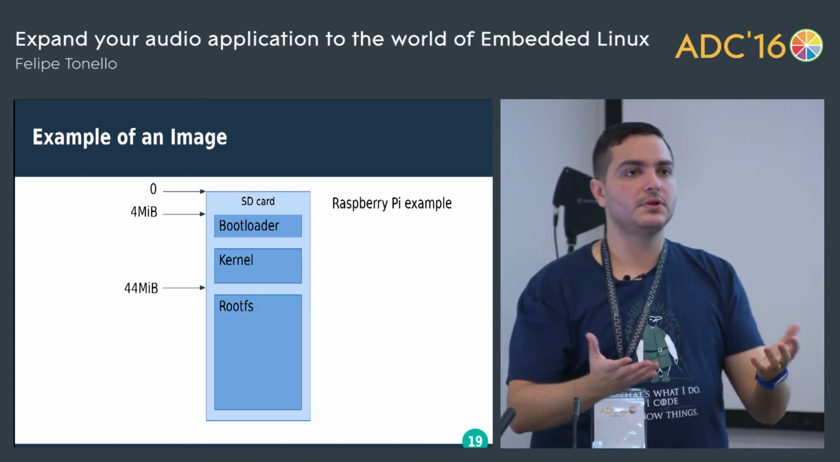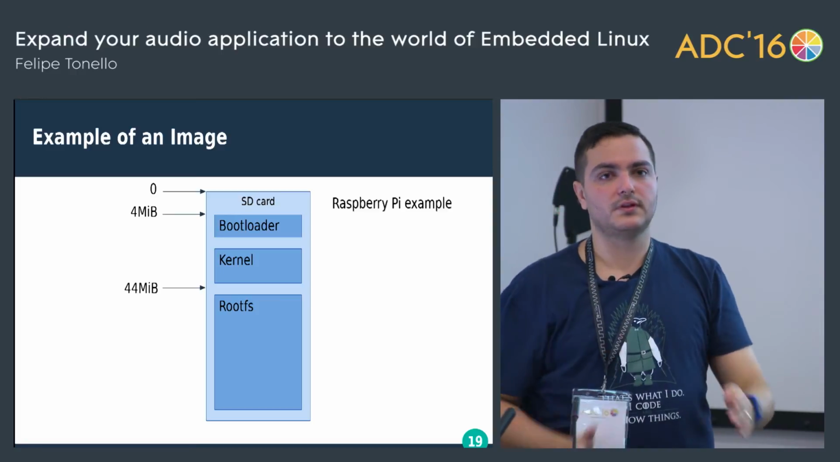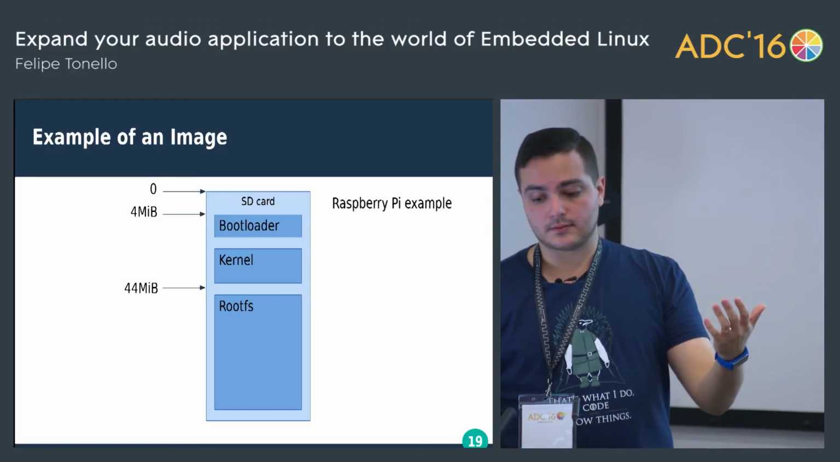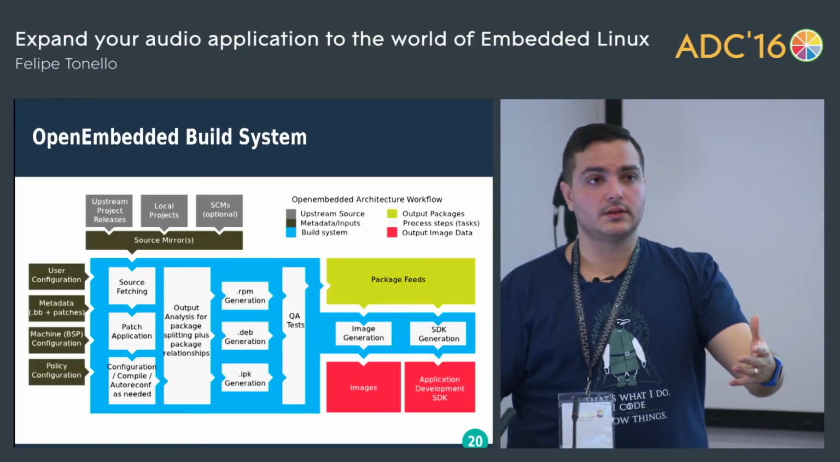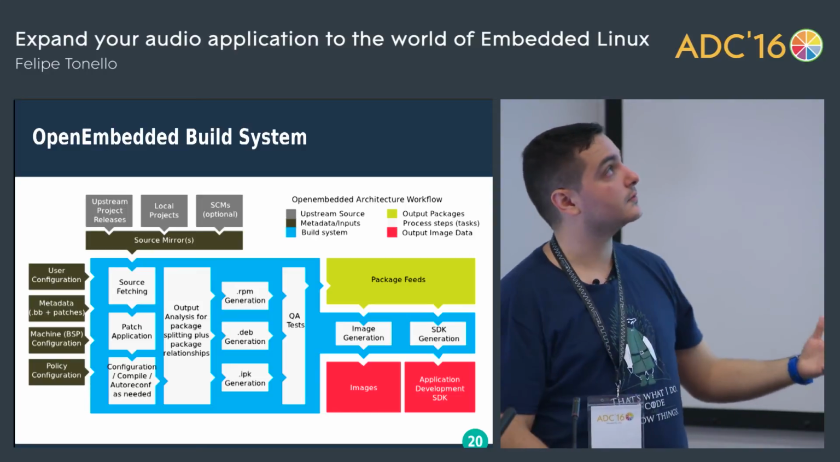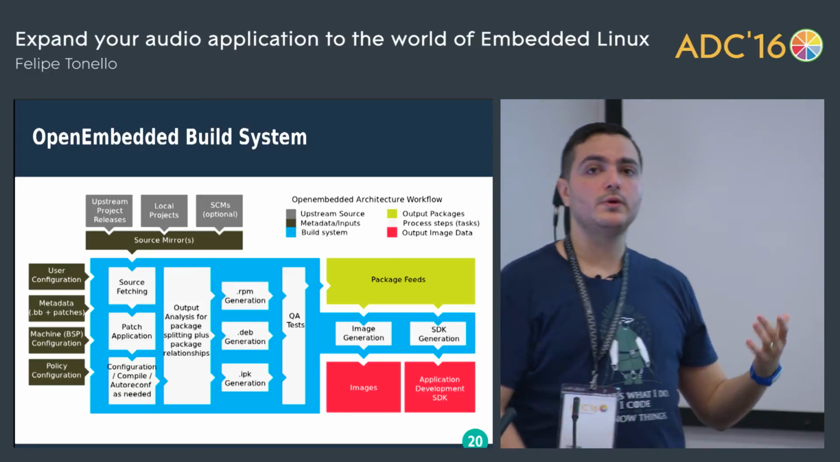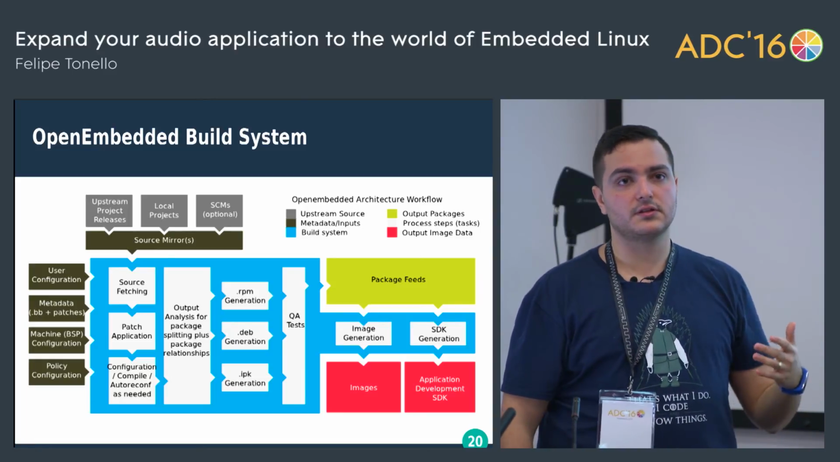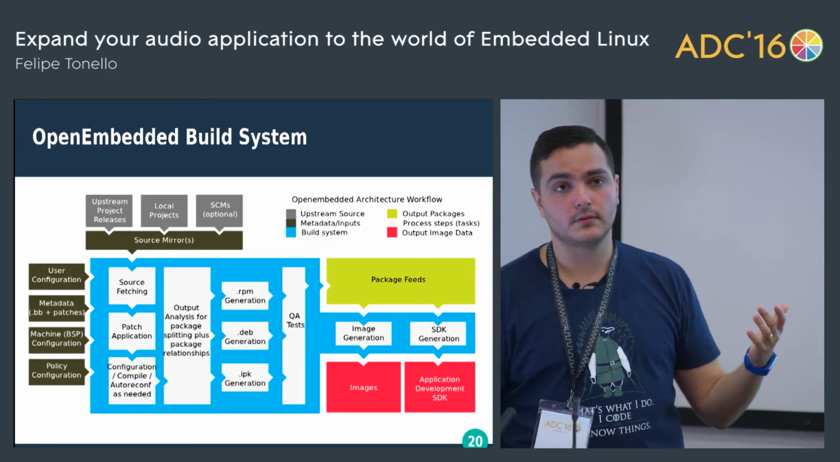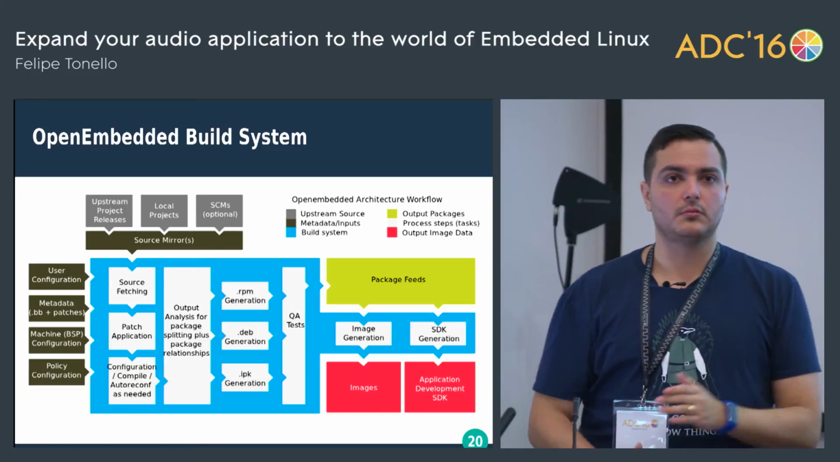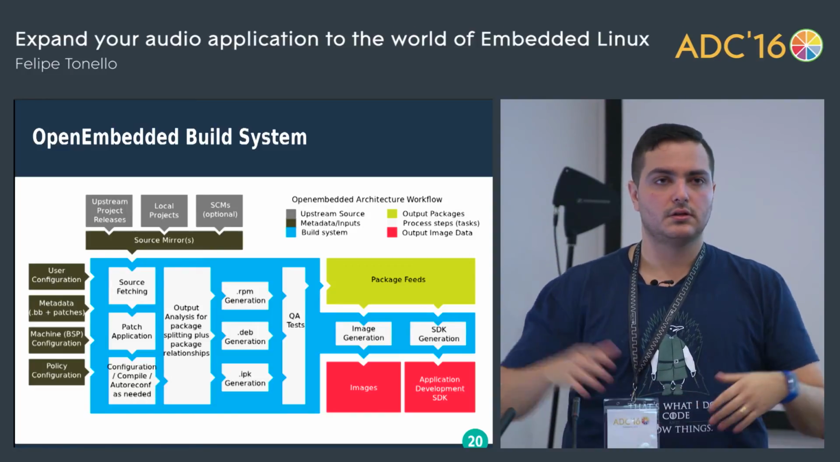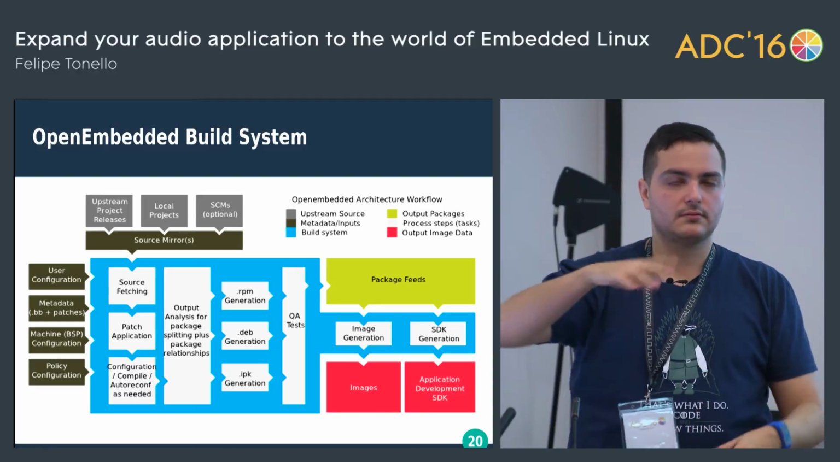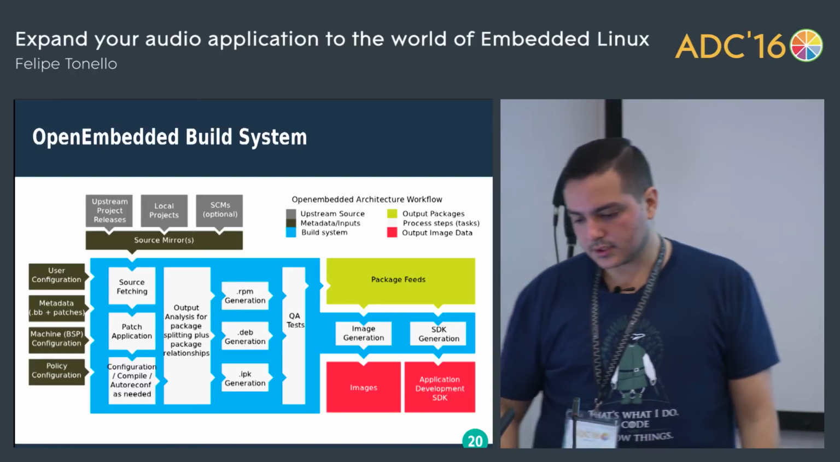So when you generate an image, you have to know where to put things, right? But again, you don't need to do that because this problem is already solved. That's why we have build systems, and we have really good build systems such as this one called OpenEmbedded, also commonly known as Yocto, because Yocto is the name of the umbrella project that also takes care of this project.